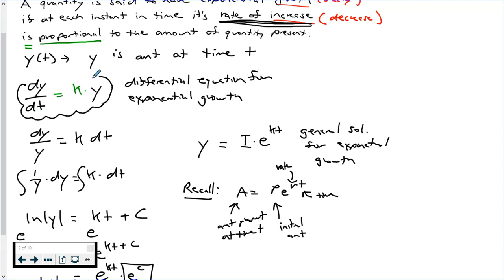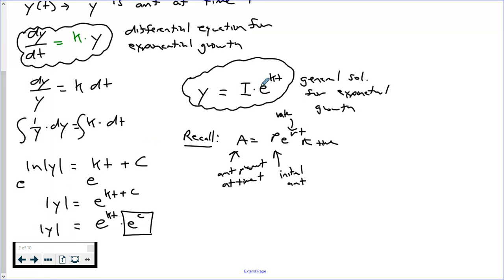So this is the differential equation for exponential growth, whereas this is the general solution, or the model for y for exponential growth. But we can actually do better than this. This is the general solution. What if I wanted a particular solution? Well, I'd have to give you some type of initial value. So what if I told you that at time 0, you had some initial value, which I'm going to symbolize y naught. You can really call it anything you want.